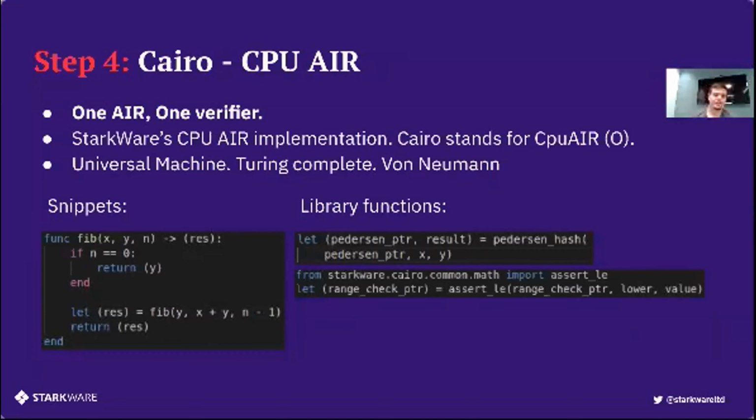These are examples of how Cairo looks like. So Cairo is actually two things. It's the AIR and the instructions it can run. We call it the Cairo virtual machine. And we have some high language, the Cairo high language that works on top of it, which you can see here.